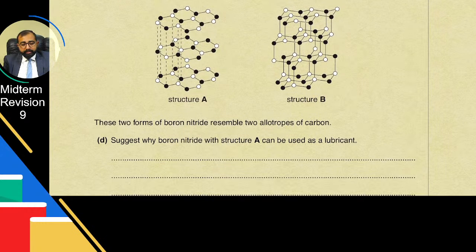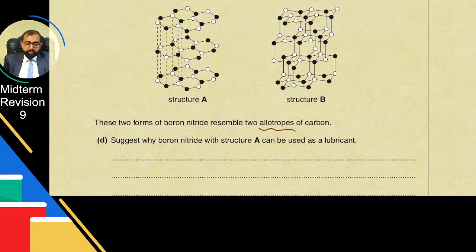Boron nitride exists in 2 physical forms, and you can clearly see कि ये दोनों forms हैं, they're very similar to the ones in diamond and graphite. These 2 forms resemble 2 allotropes of carbon. So allotrope क्या होता था? Allotrope is same state, same element, different structure. So carbon है, same element है, solid है, same state है, but एक structure graphite का है, उसमें layers हैं, एक structure diamond का, उसमें layers नहीं है, tetrahedral structure है.